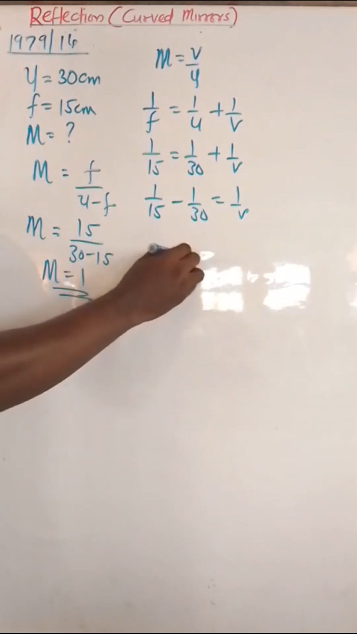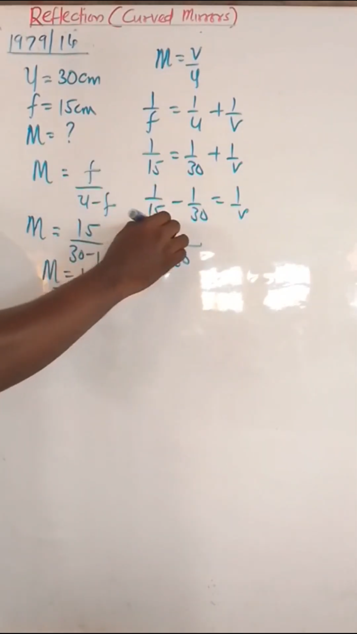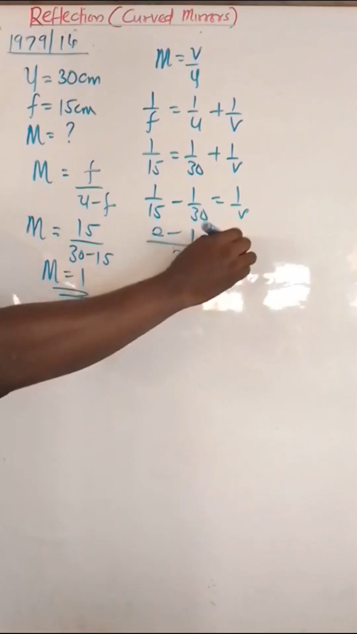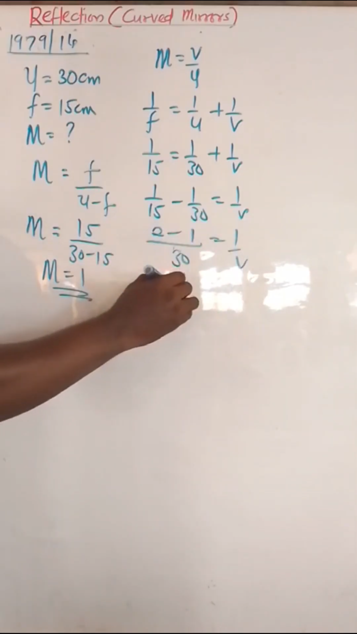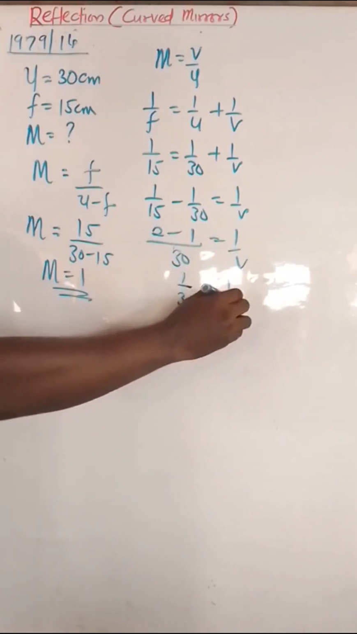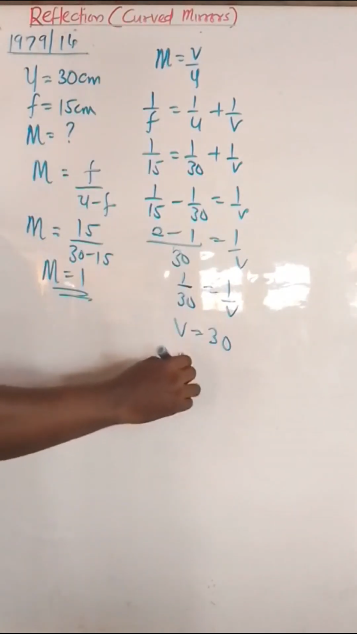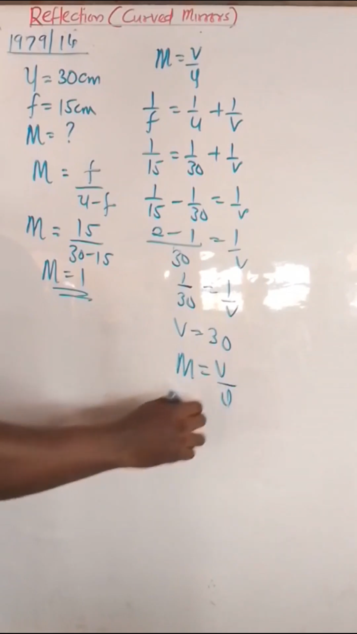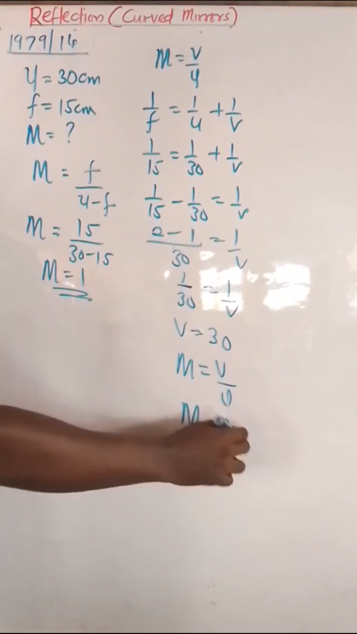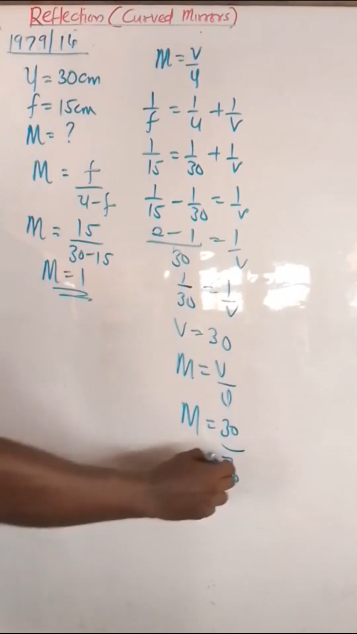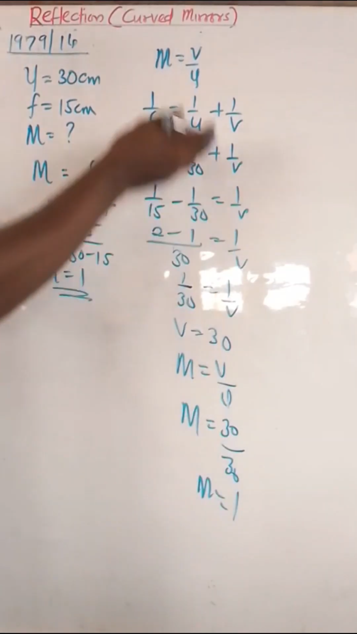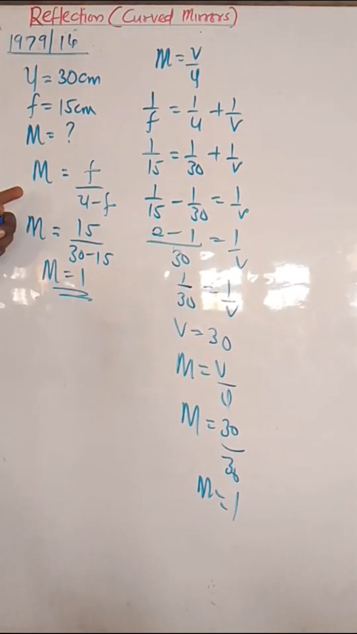The LCM is 30. 15 here, 2 times 1, 1. So that's 1 over 30 equals 1 over V. From here, it means V is 30. Then now come back and write M equals V over U. M equals 30 over 30, M equals 1. So to avoid this, you can use the shortcut straight. But always put the correct units for the focal length.